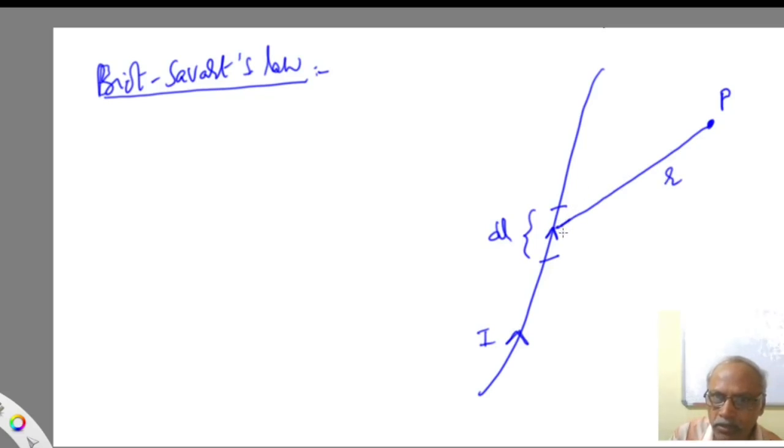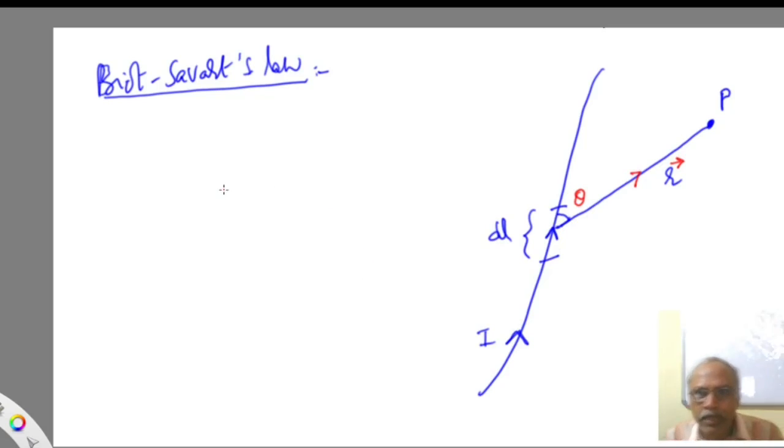Now the line joining the element to point P makes some angle theta. So theta is the angle between dl bar and r bar, where r bar is the position vector. Position vector means the line from the element to point P. So this element of length dl makes an angle theta with the line joining the element to point P.